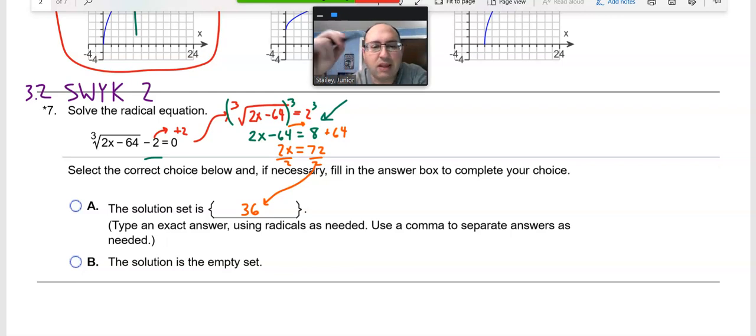Back to your basic math, adding 64, dividing by 2, end up with 36. End of story. Okay, so not a complicated process. This one I just wanted to show you had the cube in it instead of the cube root.